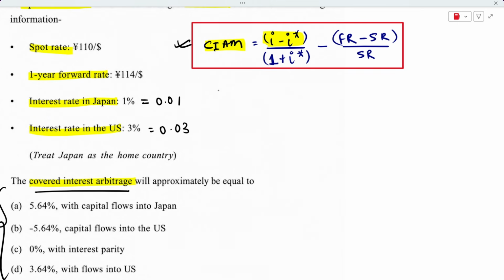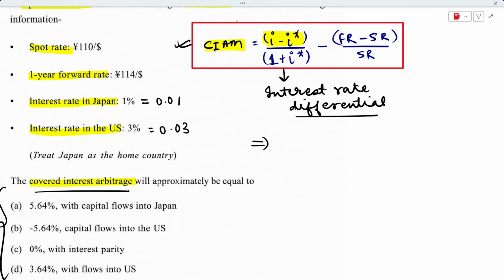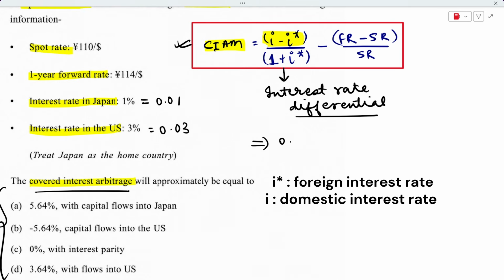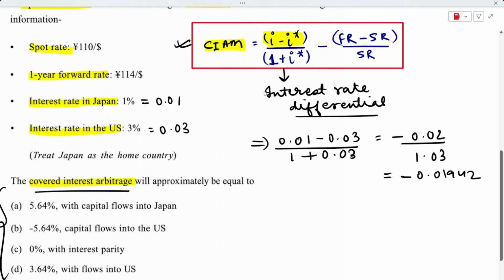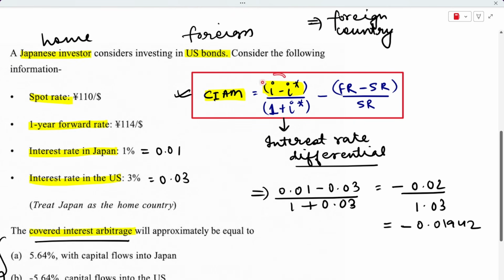All right. So the first part that we have to find is my interest rate differential. Solving this part gives me 0.01 minus 0.03, and the entire value would be divided by 1 plus 0.03. When I solve this further, I get negative 0.02 divided by 1.03, and the final value that I would get would be negative 0.01942. So this is the value I get for this first part.